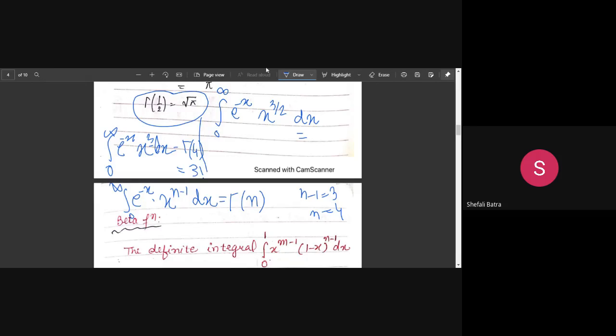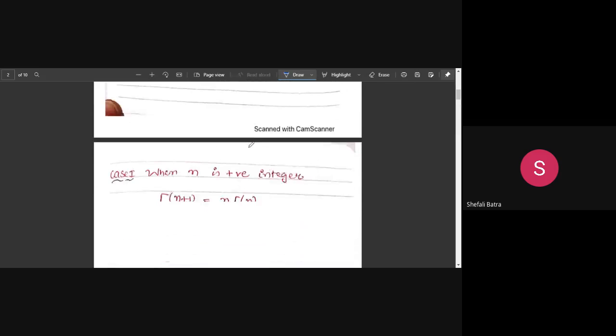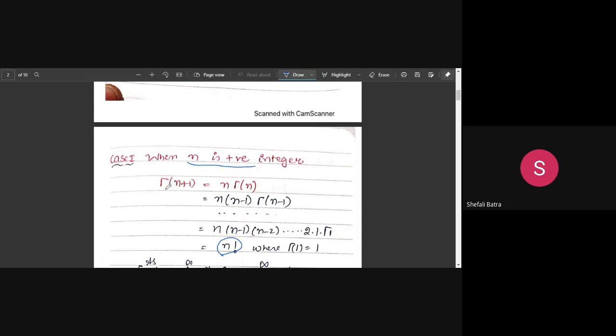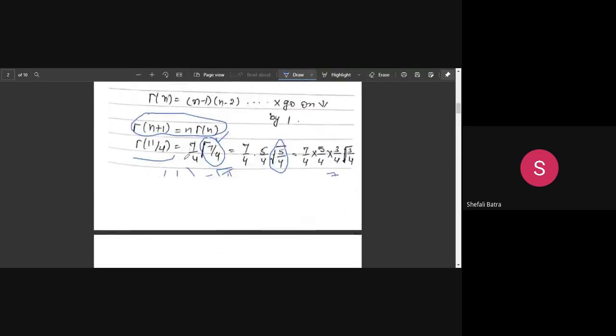We just studied, I just told you a relation: if n is a positive integer, gamma n plus 1 is equal to n factorial. And I was asking for gamma 4. So gamma 4 would be equal to 3 factorial. If I'm asking the value of this integral, you can give me the answer within 1 minute. That is equal to gamma 4, and gamma 4 is equal to 3 factorial.